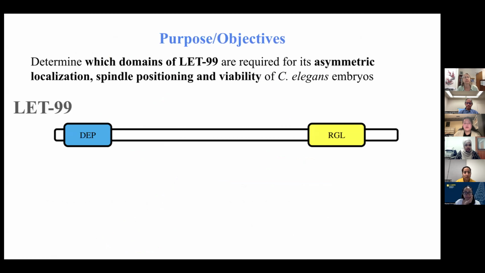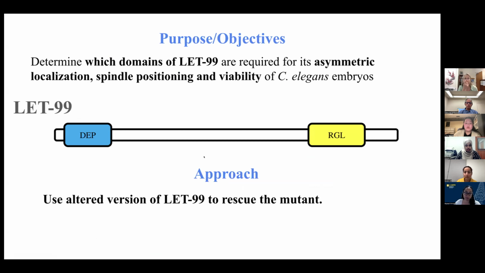So my objective is to determine which domains of LET-99 are required for asymmetric localization, spindle positioning, and viability of C. elegans embryos. LET-99 is a protein that is 698 amino acids long, containing a DEP domain and a Rho GAP-like domain. Our approach is to use altered versions of LET-99 to rescue the mutant.